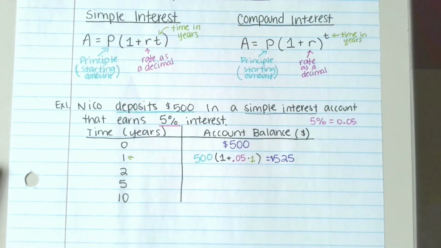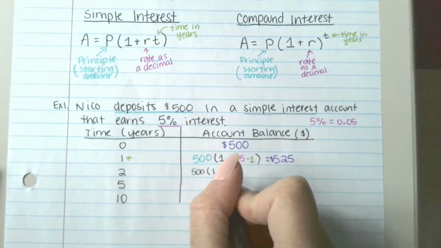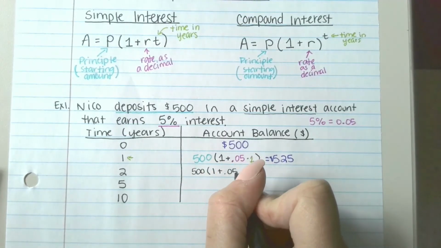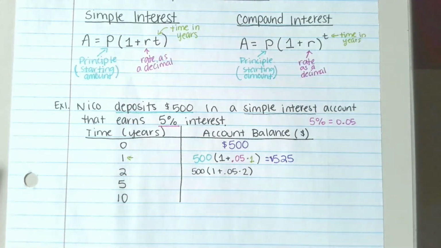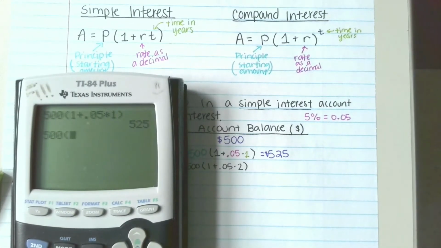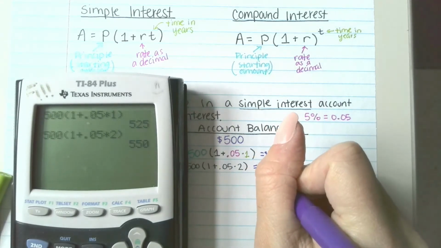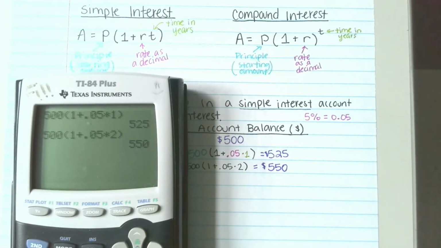Now we can go ahead and put the same thing in for year 2. So I could write it out. It's going to be 500 times (1 plus 0.05 times 2), and now the year is 2. So if I put that in my calculator here, 500 times 1 plus 0.05 times 2, close parentheses, I end up with $550 that Nico has in his account.